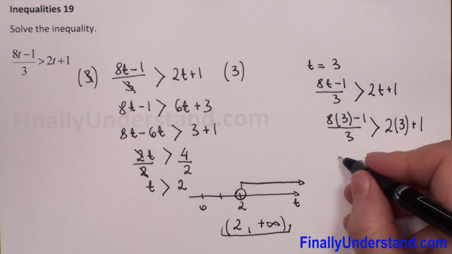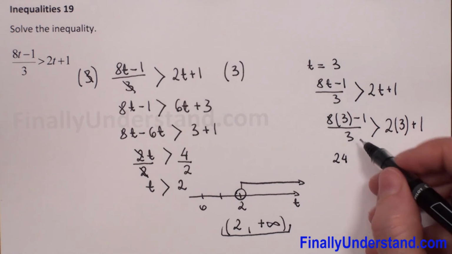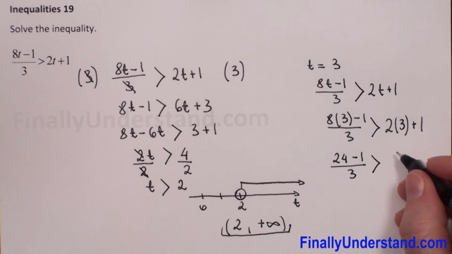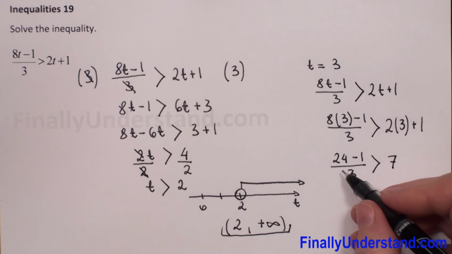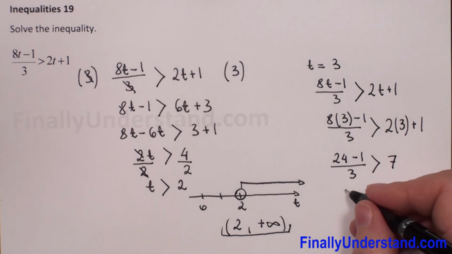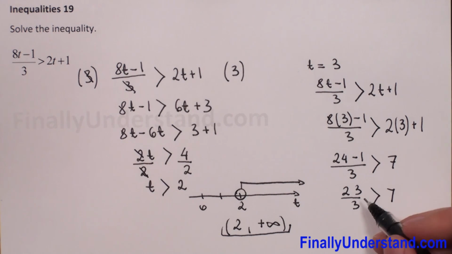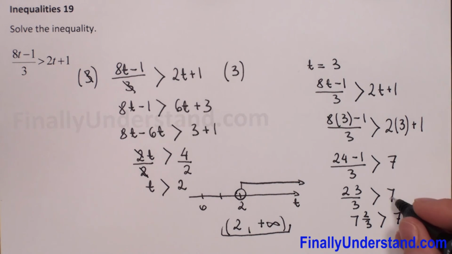8 times 3 is 24 minus 1 over 3 is greater than 2 times 3 is 6 plus 1 is 7. 24 minus 1 is 23 over 3 is greater than 7. 23 divided by 3 is 7 and 2/3, which is greater than 7. So this inequality is true. It means our solution is correct.